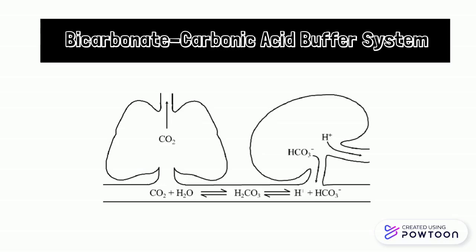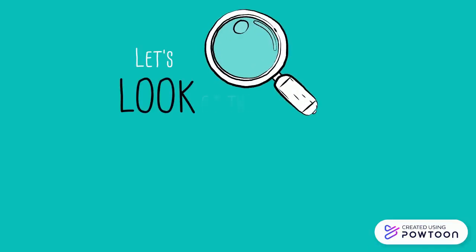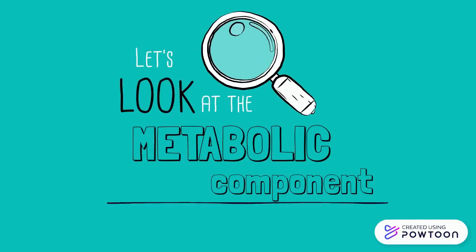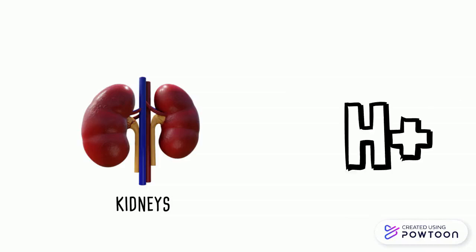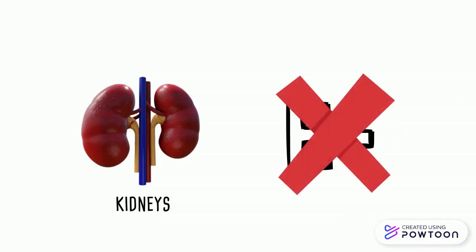Overall, this reaction allows excess CO2 to be removed through exhalation in the lungs and excess of hydrogen ions to be excreted by the kidneys through urine. So let's now look at what the metabolic component is in detail, where the hydrogen ions are basically excreted by the kidneys. And so, kidneys play a huge role in getting rid of the excess hydrogen ions.